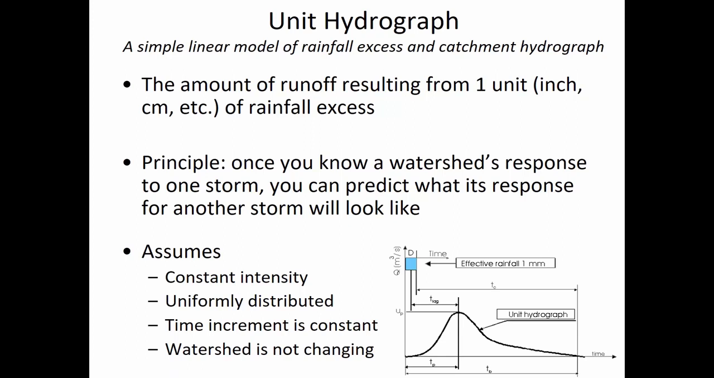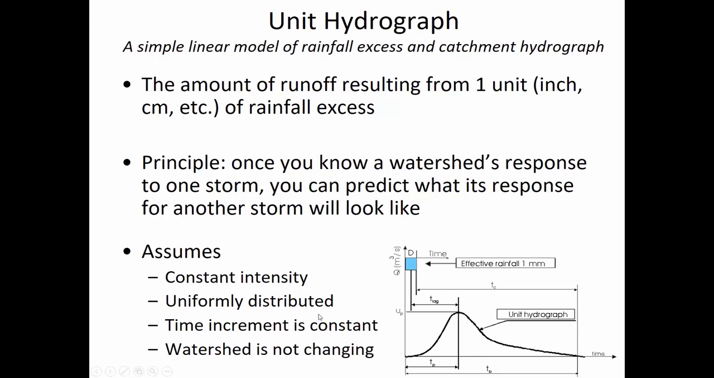So here are some more of those assumptions. Like I said, it's easy to use, but it's assuming that during the rainfall period, there's a constant intensity of rain. So if it's not just a single unbroken rainfall intensity, we have to break it up into time increments. So we'd maybe do an hour at a time and assume a constant intensity within each time step. It assumes a uniform distribution of rainfall across the watershed, that it's raining the same everywhere. It assumes that each time increment is constant, meaning that if we have multiple pulses of rainfall, each one of them has the same duration. And it assumes that the watershed isn't changing in the short term or in the long term.